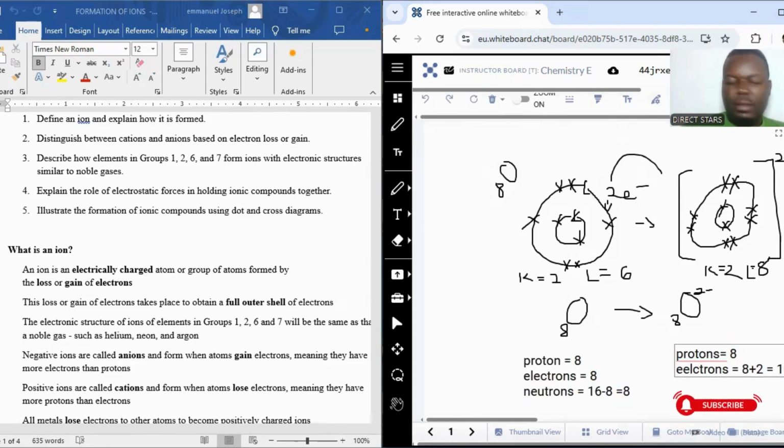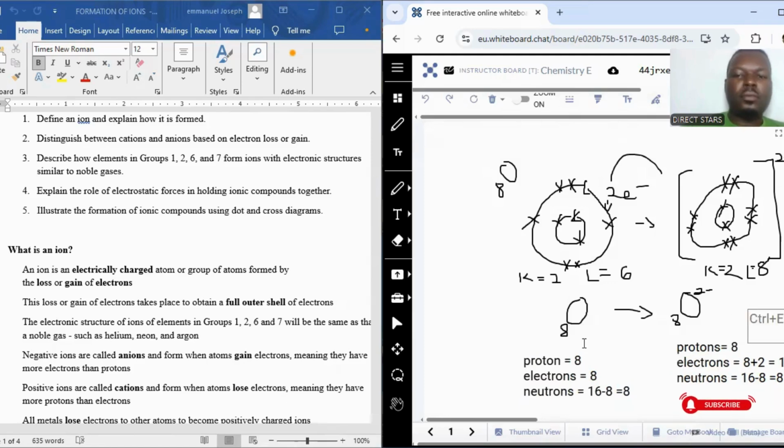So that's the only thing that will be different from the subatomic particles present in your ions. This also still remains 16 minus 8, which is equal to 8. Okay, so they follow in that order for anions. So that is how anions are produced.